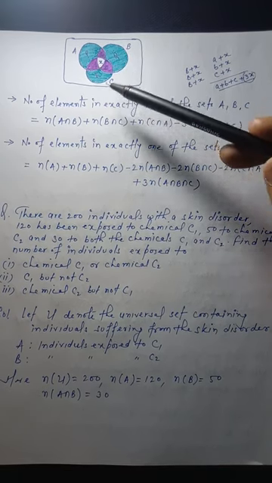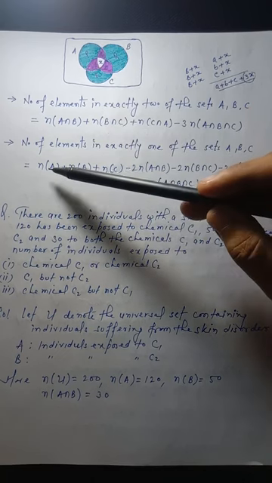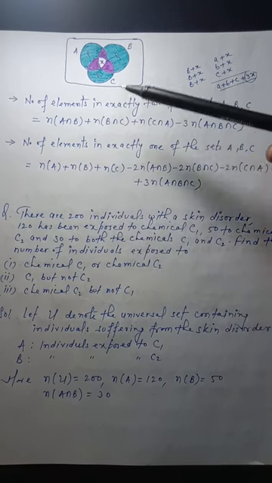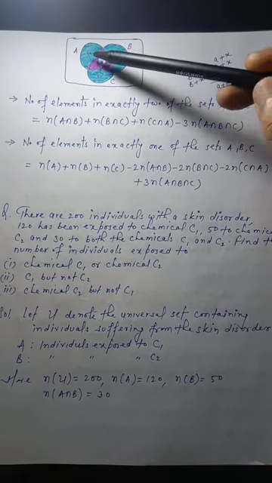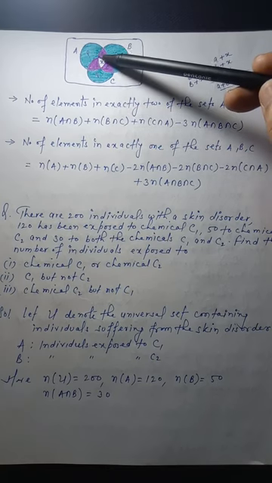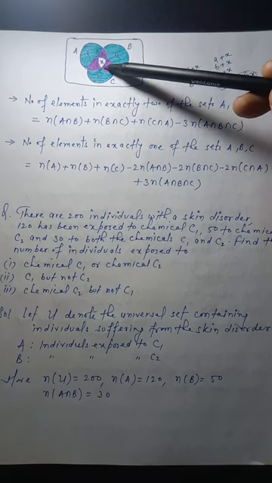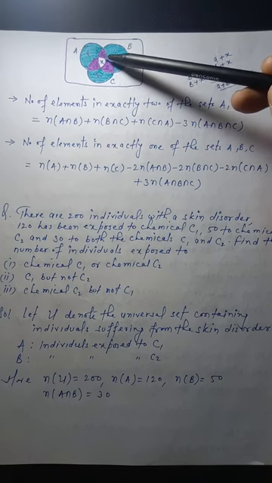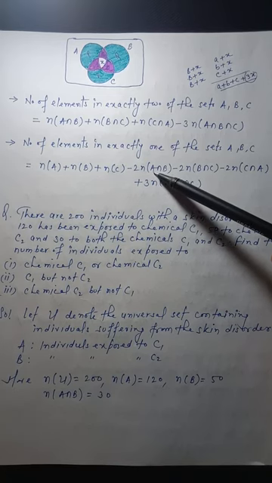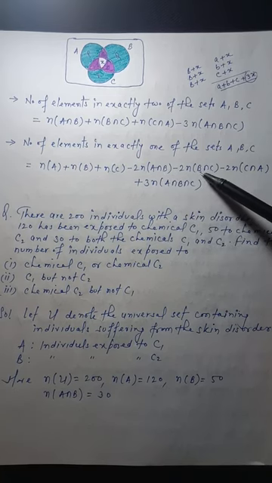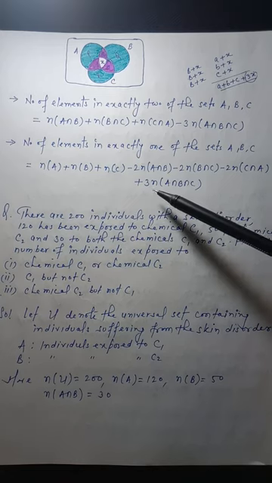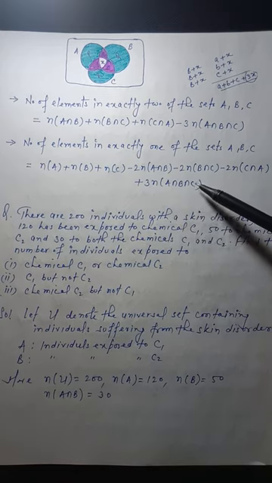By using the same concept we can say it will be n of a plus n of b plus n of c. For n of a, n of b, n of c we have taken the whole union, but you can see we have covered this portion, as well as this portion and this portion also. So we have to subtract 2 times a intersection b, 2 times b intersection c, and 2 times c intersection a, plus we have to add 3 times a intersection b intersection c.